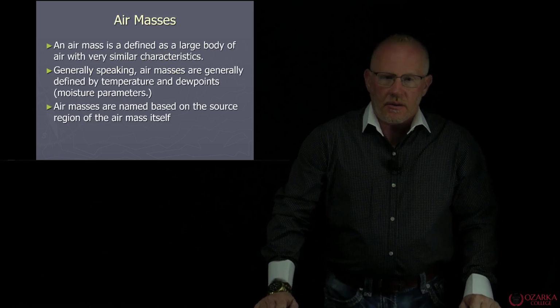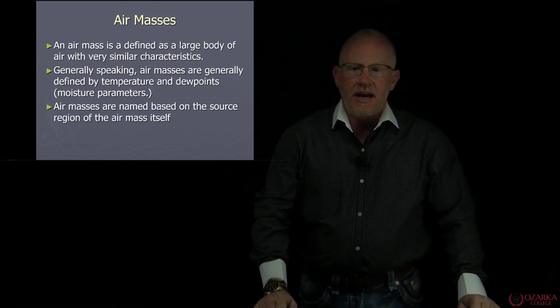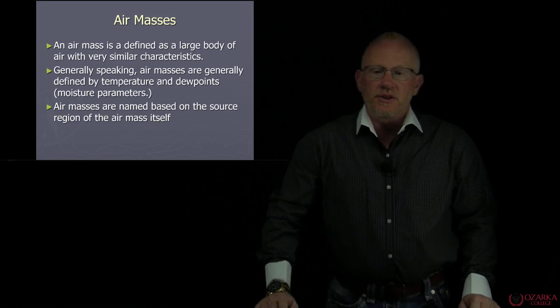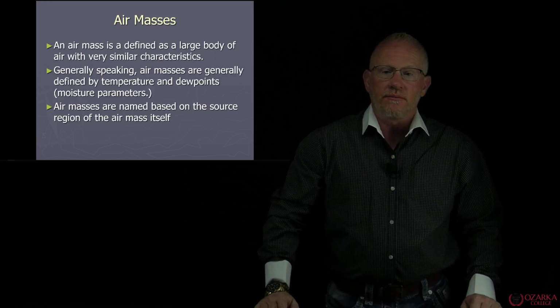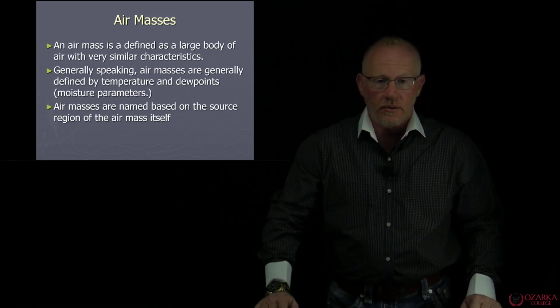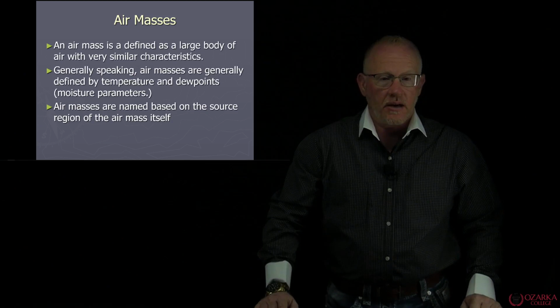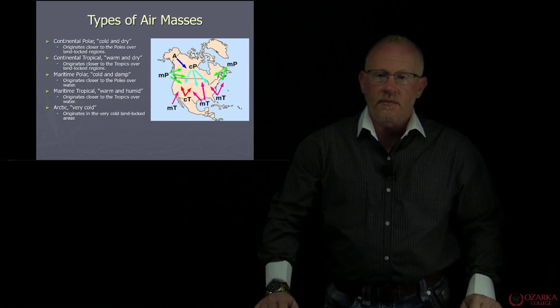So what is an air mass? An air mass is defined as a large body of air with very similar characteristics. Now, generally speaking, air masses are defined by temperature and dew points. These are called moisture parameters. Okay? Air masses are named based on the source region of the air mass itself.